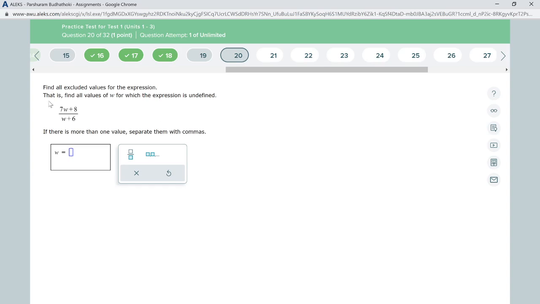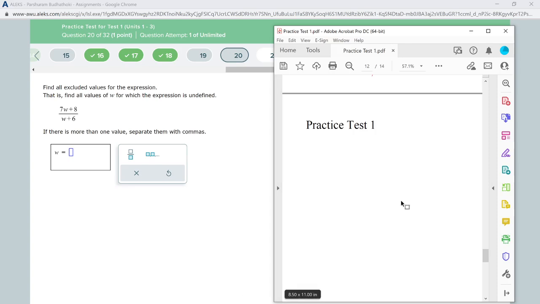Whenever you have a problem like this, which is called a rational function or rational expression, find all excluded values, meaning just find the value of w which makes the bottom part 0, because that's the excluded value. So just take the bottom part, make it 0 and solve for the variable. That gives you all the excluded values. In this case it's negative 6.